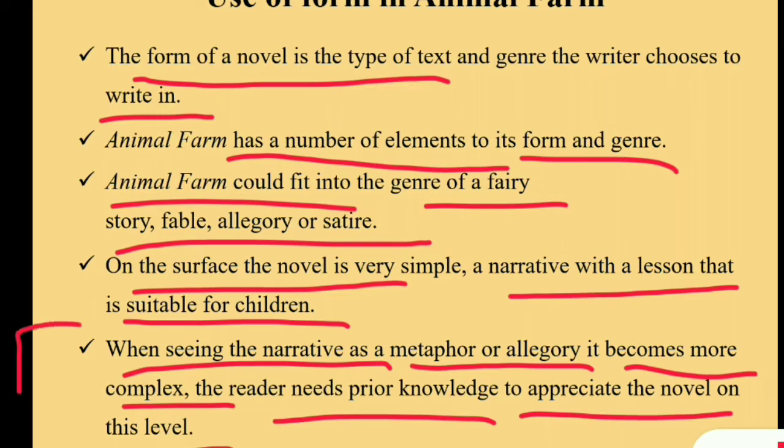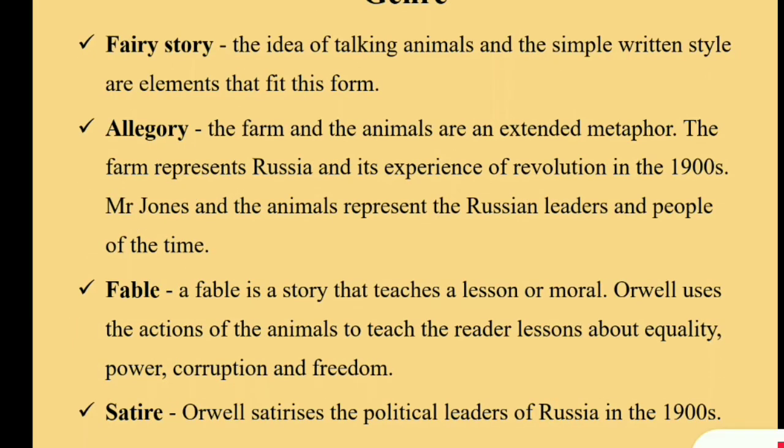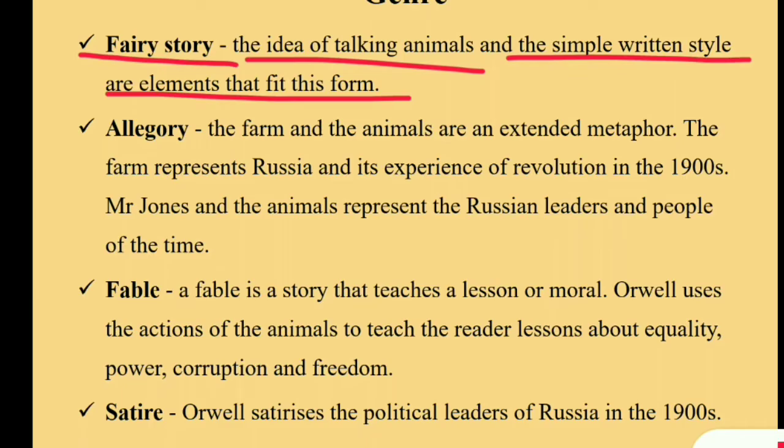See, friends, this is why I told you at the start of the video that you need to understand each and everything, then only are you going to understand it, because this is, you can say, a miniature representation of the things that happened in the Russian Revolution in the year 1917. So we have to see this story allegorically, or metaphorically. Let's move to genre. Fairy story. The idea of talking animals and a simple written style are elements that fit this form. This novel can be called a fairy story because animals are talking and these things happen in a story only. A children's story.